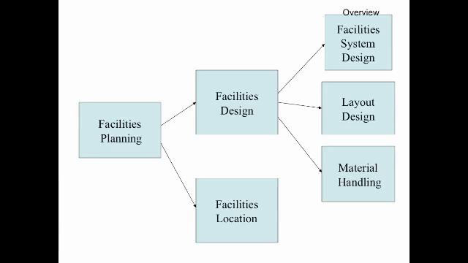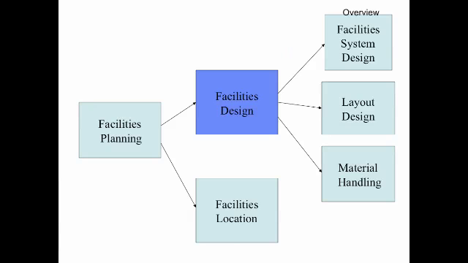So what we're going to be looking at today is facilities planning, an overview. In the area of facilities planning, there are two main topics that are covered. One is the design of the facility itself, and the other is the facility location. The facility design is actually split into three parts.